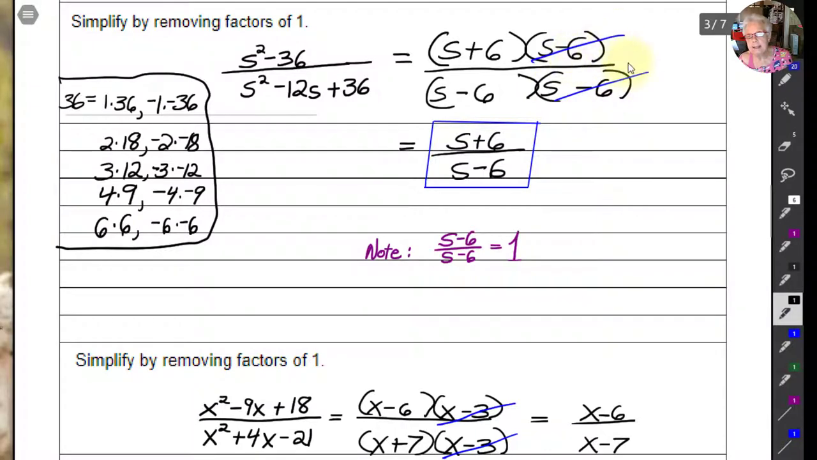The s minus 6's cancel. That is, s minus 6 over s minus 6 is 1. Whenever you have exactly the same thing in the numerator and the denominator, you get a 1, which is the same thing as canceling. That's what canceling is. So we're left with s plus 6 over s minus 6. And note that s minus 6 over s minus 6 is 1 right there.